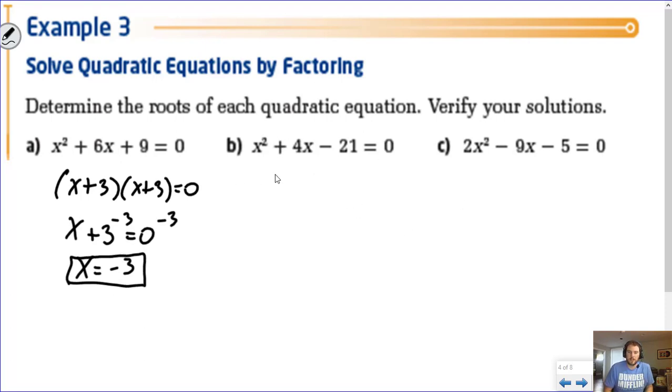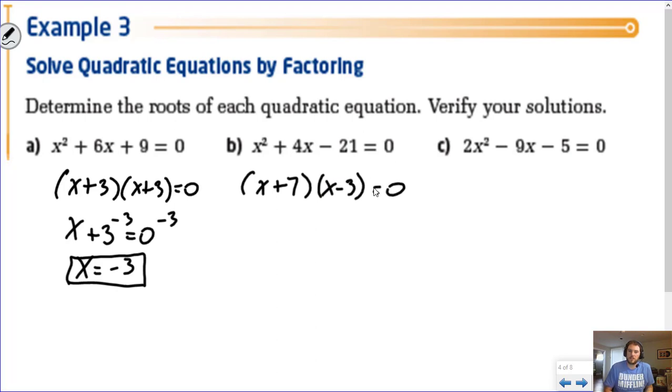Okay, let's try another one. So again, same thing here. So again, just like always, I would suggest pausing the video, trying these questions, right? And then once you have an answer, turn the video back on and checking your work against mine. So again, what we're going to want to do here is factor it. So we're looking for two numbers that add to give me 4 and multiply to give me negative 21. So my two numbers here would be x plus 7 and x minus 3.